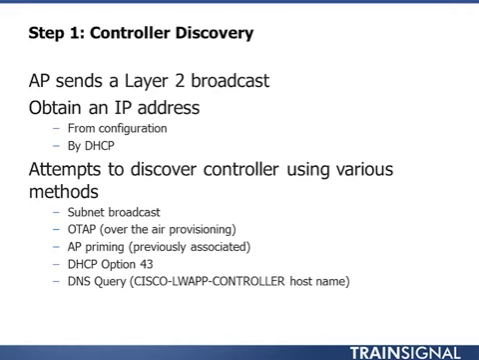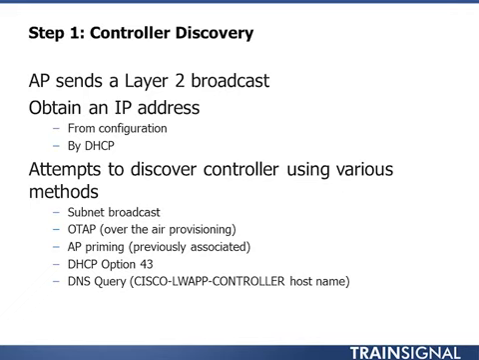Then it will go on to discovering the controller. And there's various methods it can use to discover the wireless LAN controller. So one method, which is optional, is it sends out a discovery request as a broadcast message. And any controllers that hear that broadcast message can respond back with a discovery response message.